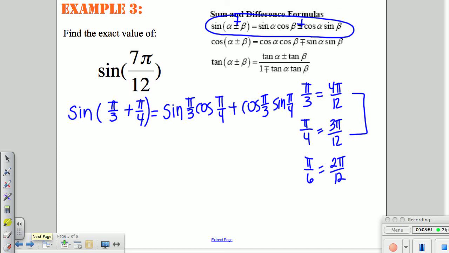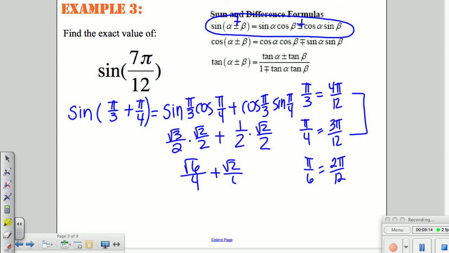Now we go ahead and use our unit circle and find the exact values. This sine of pi over 3 is root 3 over 2. Cosine of pi over 4, root 2 over 2. Plus cosine of pi over 3, 1/2. Sine of pi over 4, root 2 over 2. When I multiply, I get root 6 over 4 plus root 2 over 4, and those combine to root 6 plus root 2 all over 4. There's my exact value of the sine of 7 pi over 12.